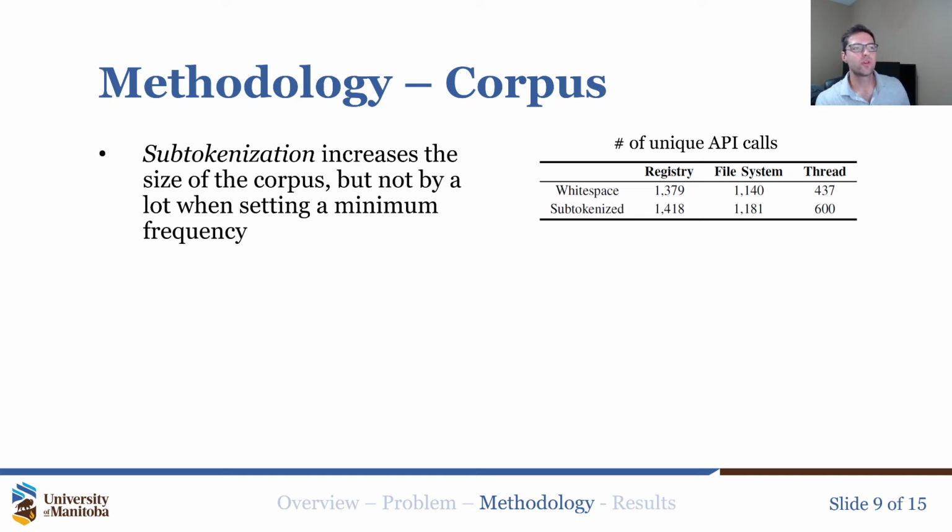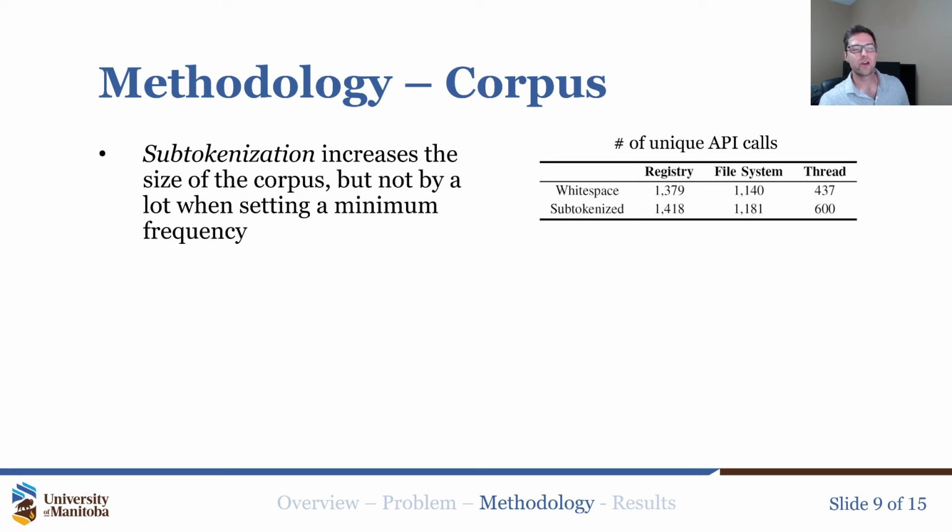So when we sub-tokenized, we noted the increase in the size of the corpus. On the right, we have the number of unique API function calls if we consider registry, file system, and thread activity all separately. For example, if we just use white space, so we just take the unique API function calls and leave them as is, we have something like 1379 unique API calls, and in file system we have 1140. When you sub-tokenize those respectively, you have 1480 and 1181, so that's an increase of about 40 for each one.